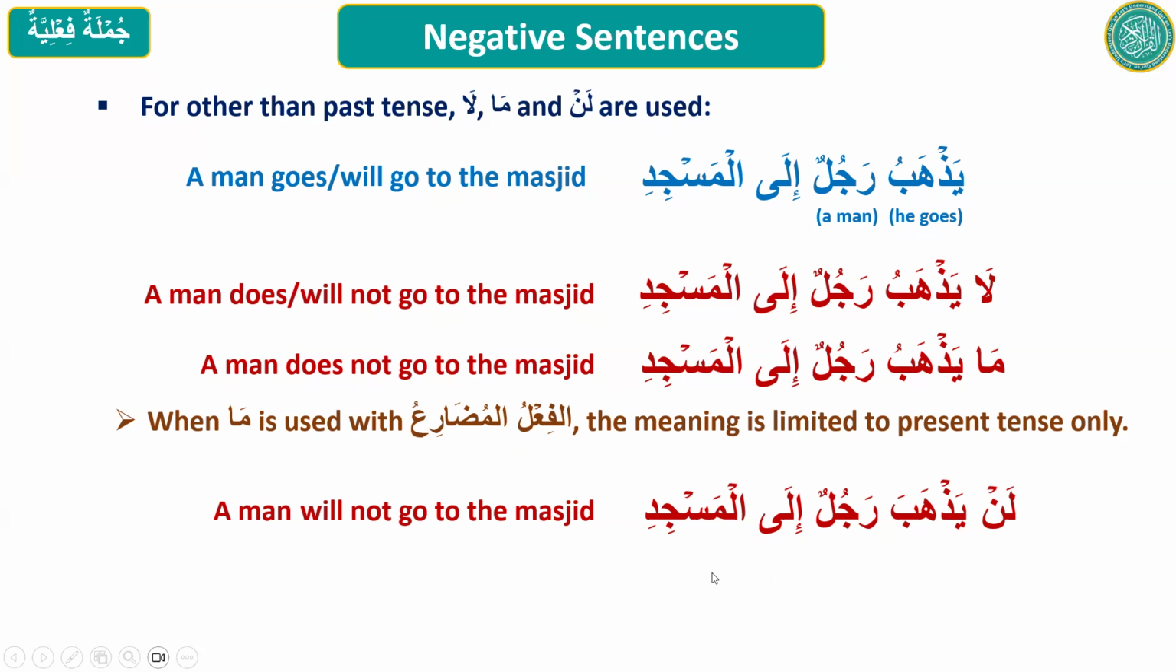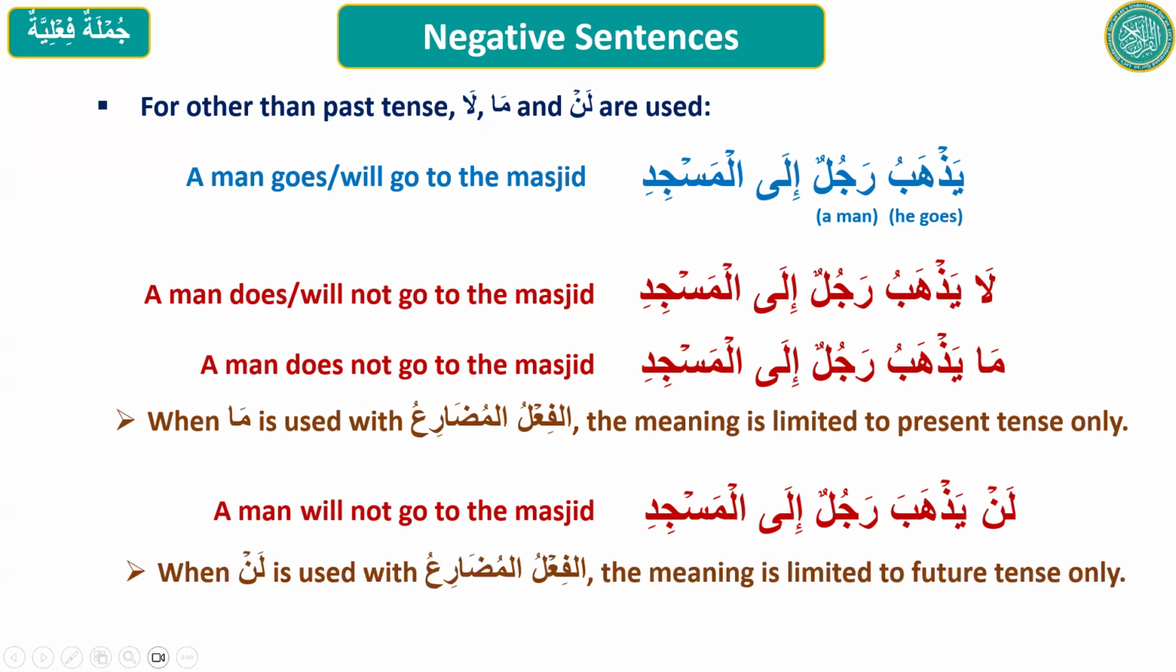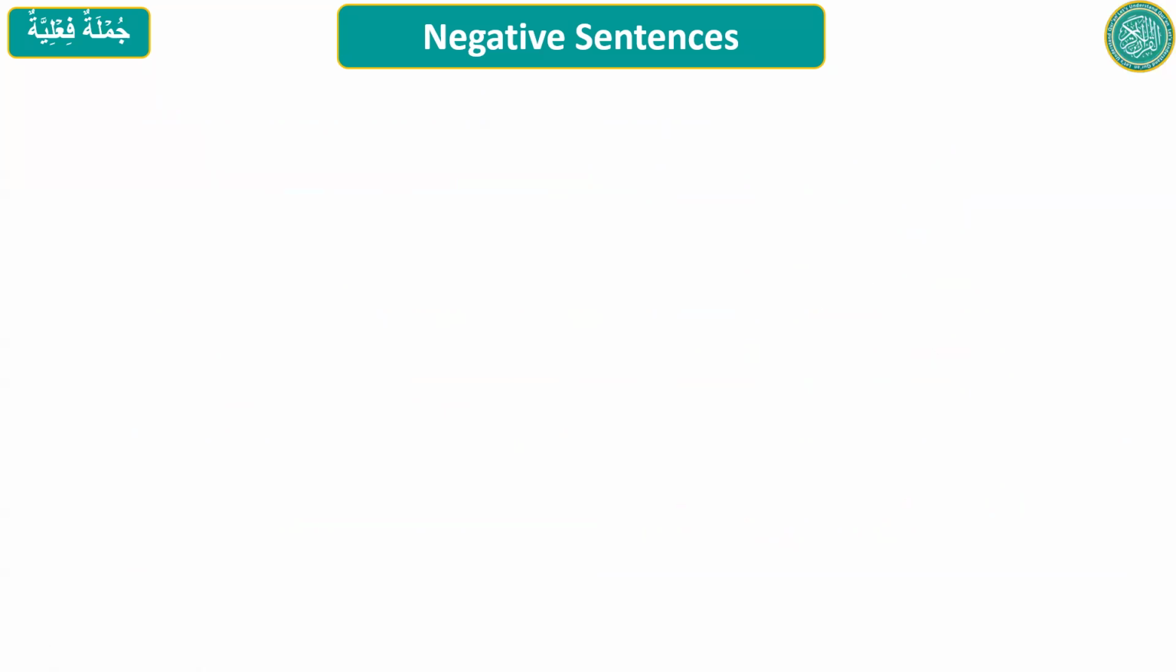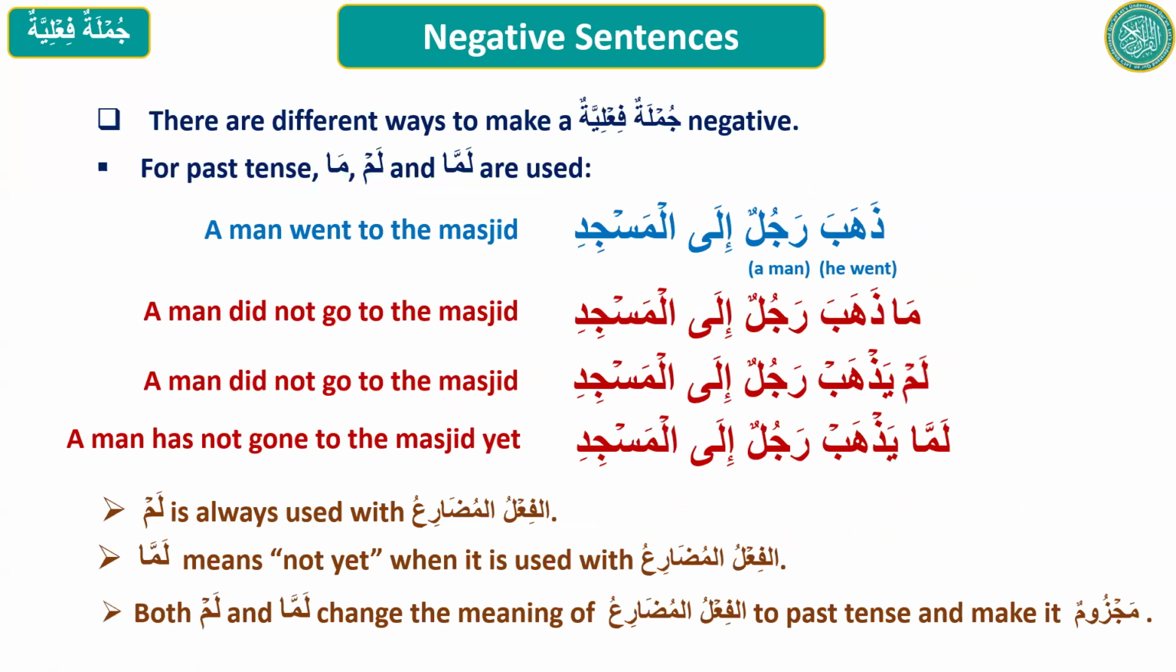So these are the three ways you can make a sentence, a jumla fi'liya, negative when it is not the past tense. It is present or future. Again, when lan is used with al-fi'l al-mudari, the meaning is limited to future tense only. So if I recap, what did we learn today? We learned that there are different ways to make a jumla fi'liya negative. In the past tense, there are three ways. You can use ma, you can use lam, or you can use lamma.